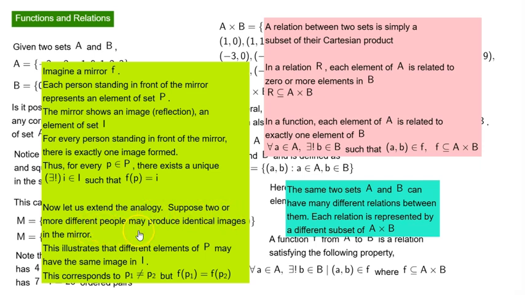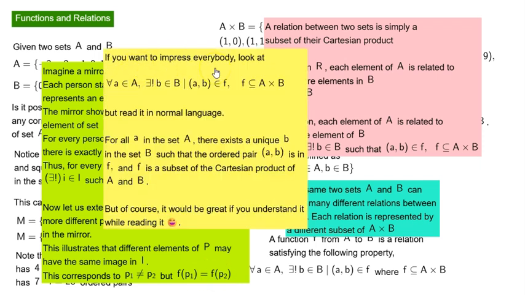Now let us extend the analogy. Suppose two or more different people may produce identical images in a mirror. This illustrates that the different elements of P may have the same image I. This corresponds to p1 is not equal to p2, that means different people, but f of p1 is equal to f of p2.